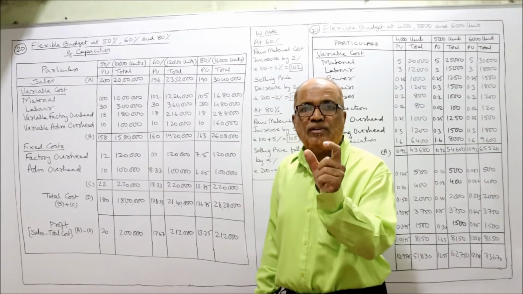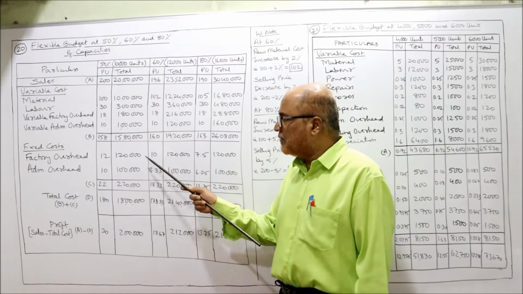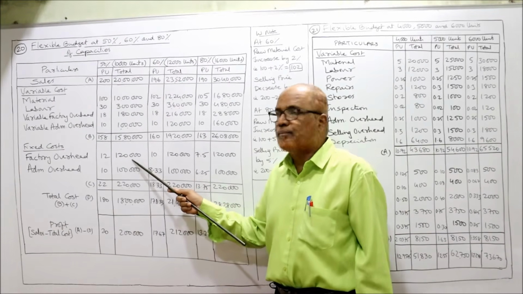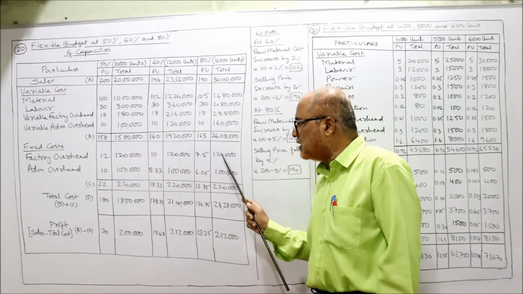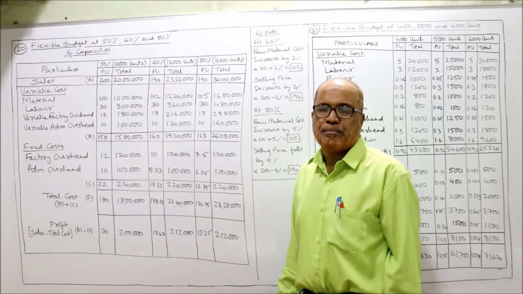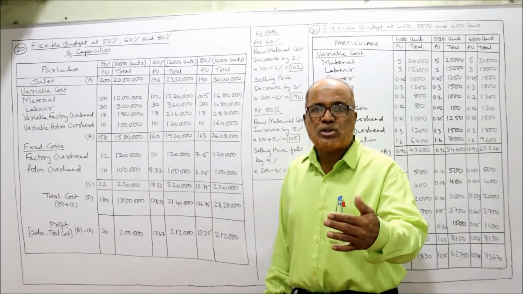Total fixed cost will remain same. So what is the total fixed cost here? 1,20,000. This 1,20,000 will remain same. So here also 1,20,000, here also 1,20,000. Now per unit will change. Per unit will change. Opposite.